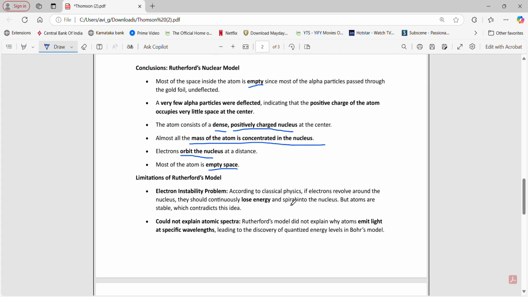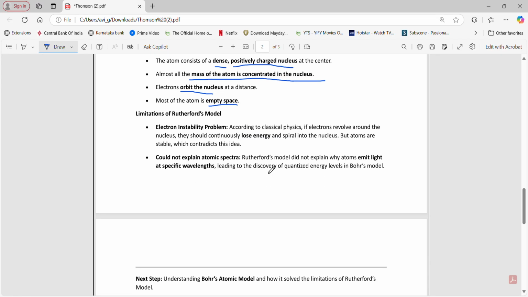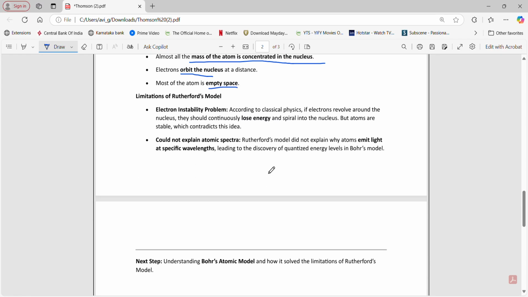By this, he said that in an atom, there is a small nucleus at its center, which is positively charged, and electrons orbit around this nucleus from a distance. And he also said that the mass of the atom is mostly concentrated in the nucleus. Then let's discuss why this model failed, or what were its limitations.